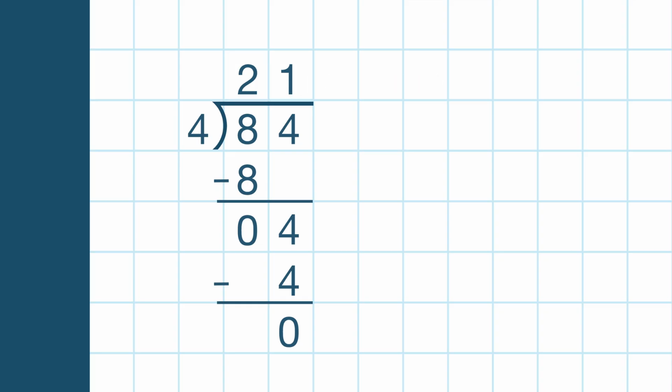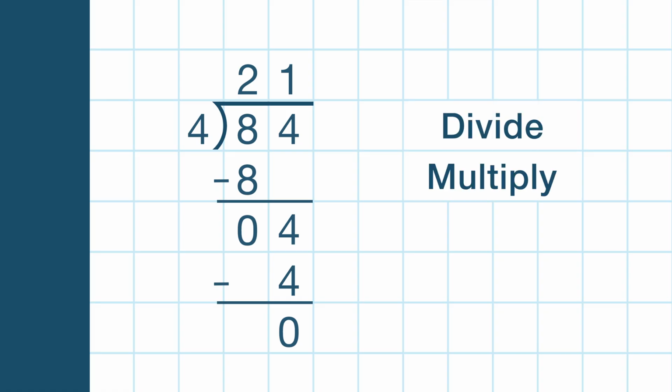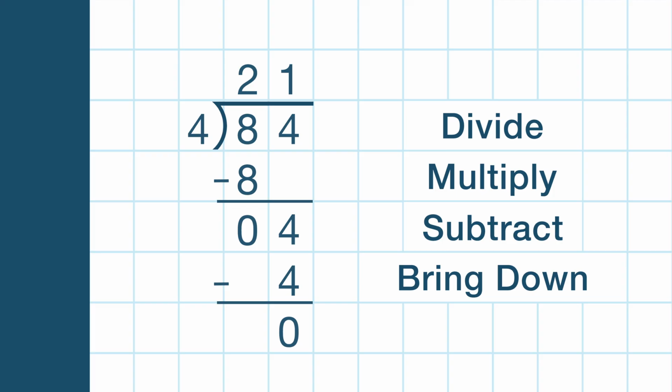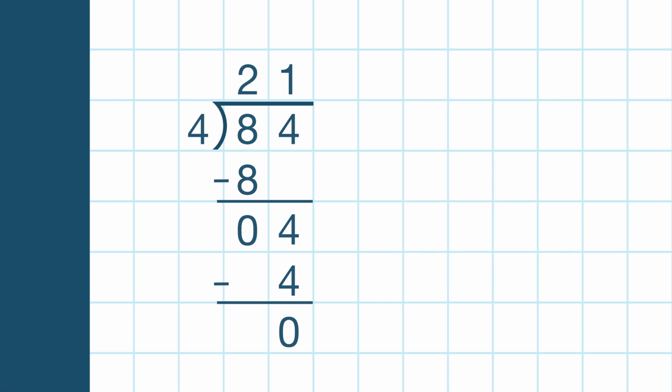These 4 steps always repeat in the same order: divide, multiply, subtract, bring down. Each step must be completed before moving to the next one. One important reminder: be sure to write each digit of your answer directly above the digit you are dividing into. Keeping your work aligned in columns will keep the place values correct.